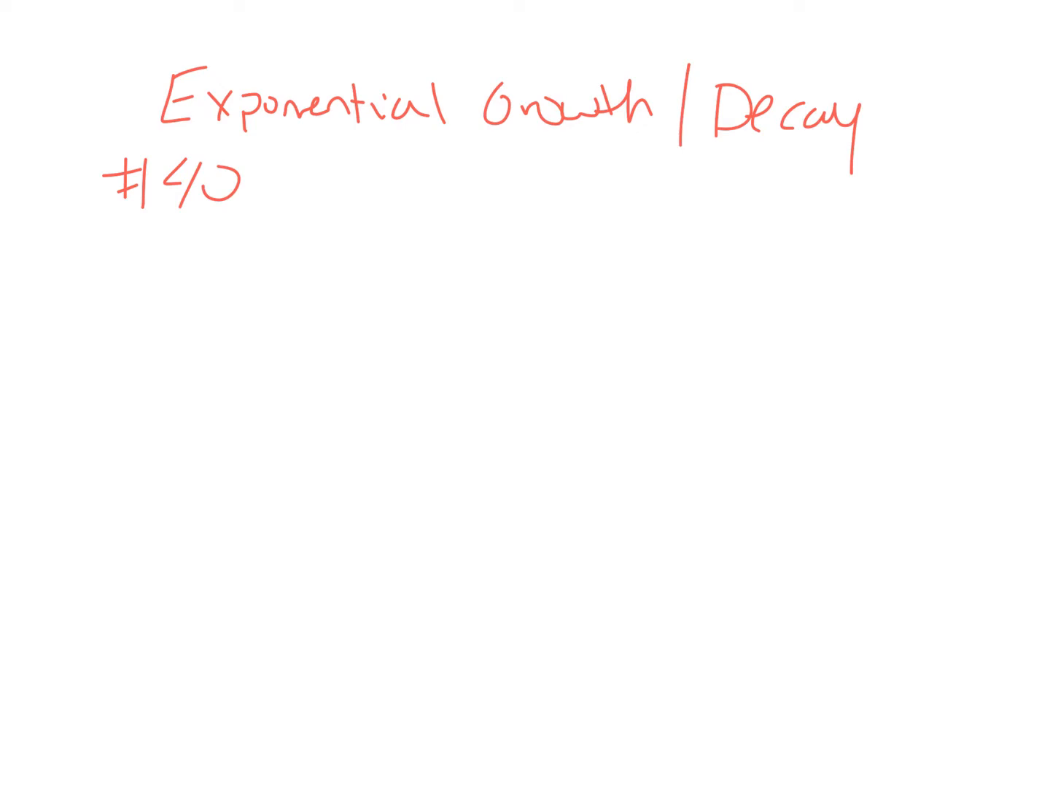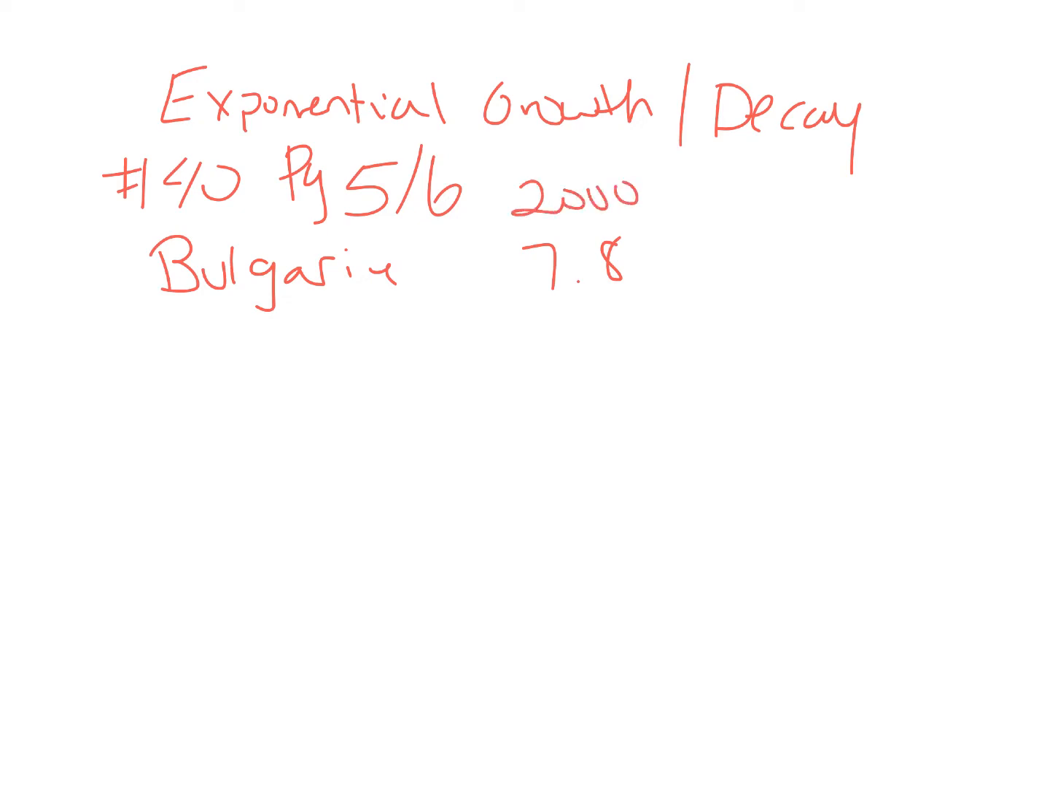Number 40 in your book on page 516. I'm not going to do all of 40 because it's going to take a minute, and we'll finish the rest in class. But it gives us a table of 5 different countries with the population in 2000 and 2015. Let's focus in this case on Bulgaria. Bulgaria had a population of 7.8 million in 2000, and in 2015 it had a population of 6.9 million.